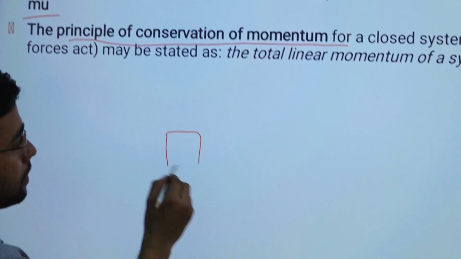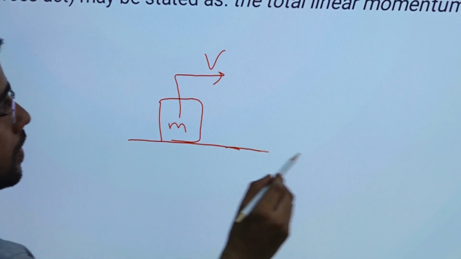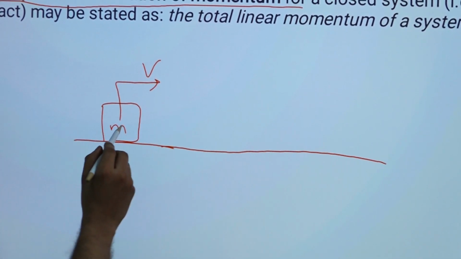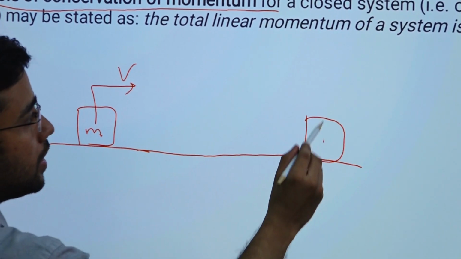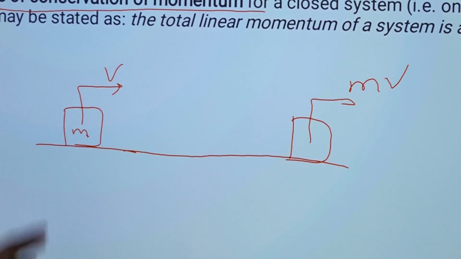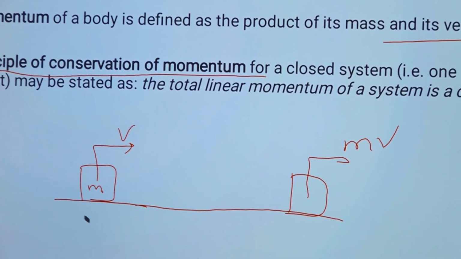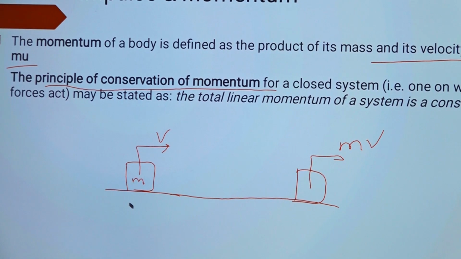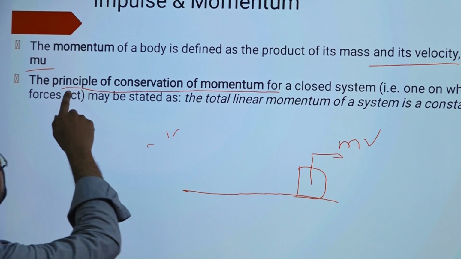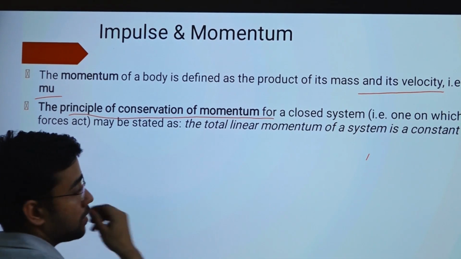So it is the same principle of conservation of momentum. Suppose a body is here having mass m and velocity v, and suppose it is continuously moving. Then when it reaches this point it will also have the same m into v momentum, because we are not applying any external force from here to here. So its momentum will always remain constant, right? That is the meaning of the principle of conservation of momentum. It should be conserved, right?